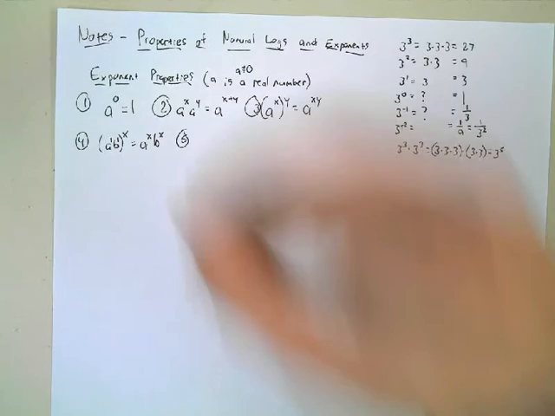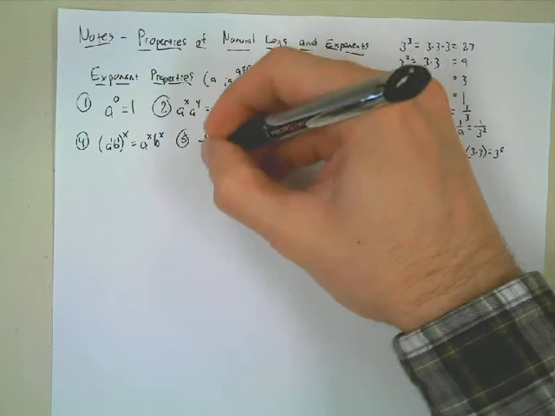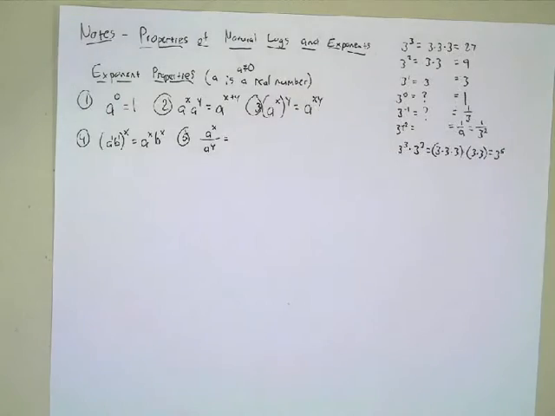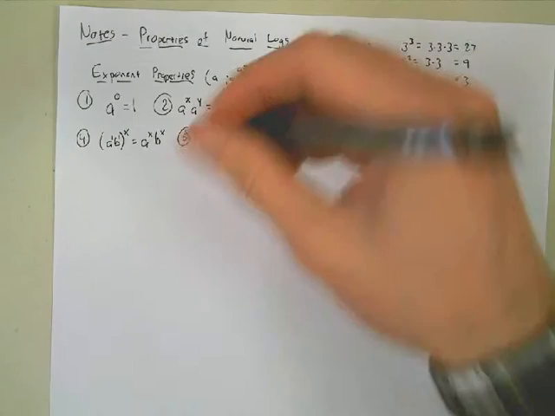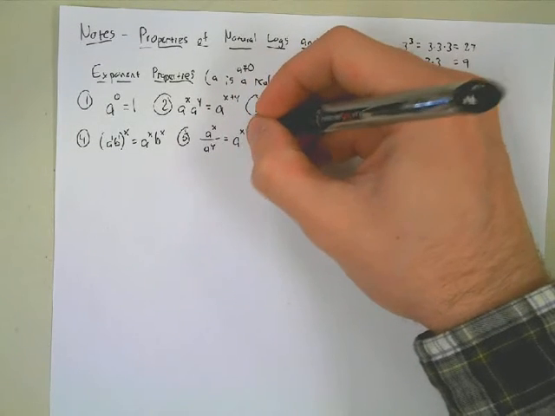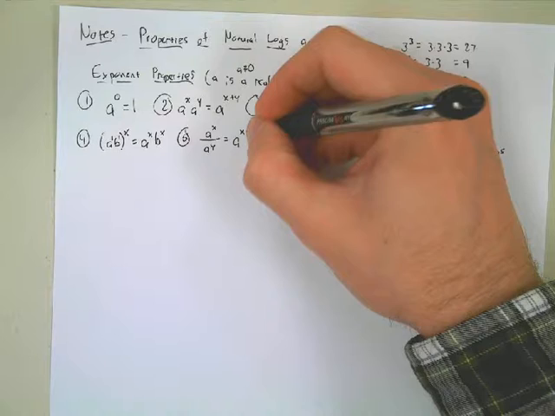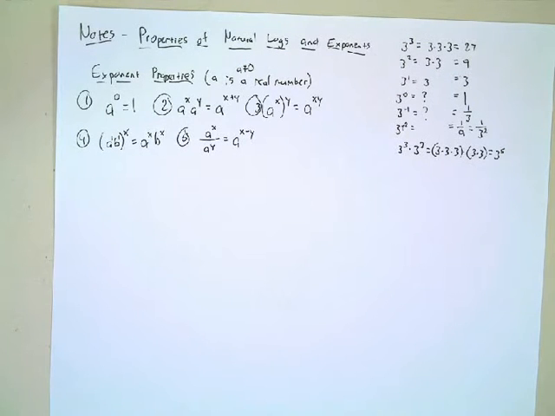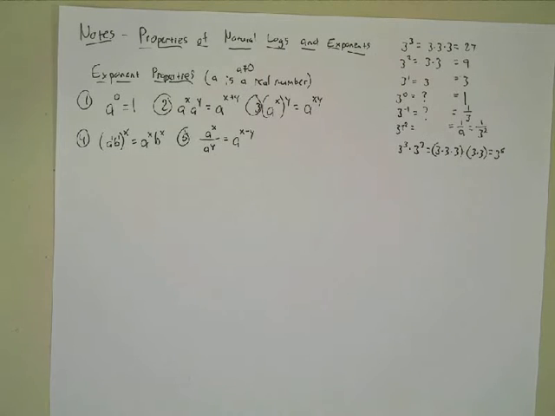So, all right, how about a to the x over a to the y? It's equal to, as a single base, a to the x minus y.